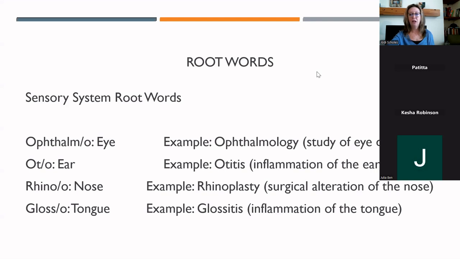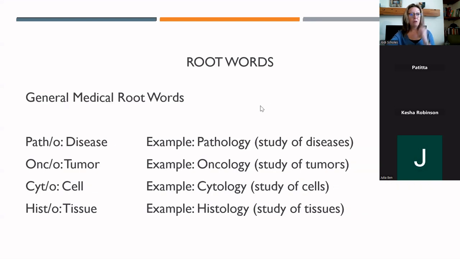Okay, and another brief review of key root words. Patho, disease, pathology, the study of diseases. Onco technically means tumor. Oncology, the study of tumors. We usually think of cancer when we hear oncology. Cyto is cell, cytology, the study of cells. Histo, tissue, histology, the study of tissue. We think of histology a lot with the study of the tissue of the sinuses.